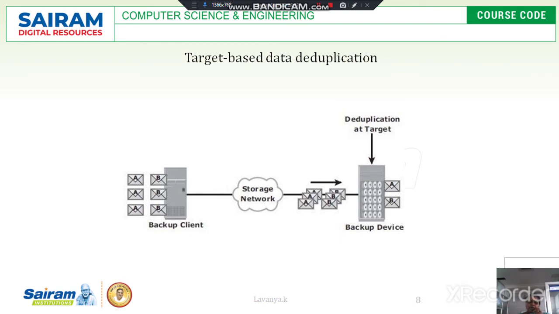Here we are also going to use post process deduplication, which enables the backup data to be stored on the backup device first. Why? Because once the data is written onto the backup device, everything is stored on the backup device. So this is about target based data deduplication.